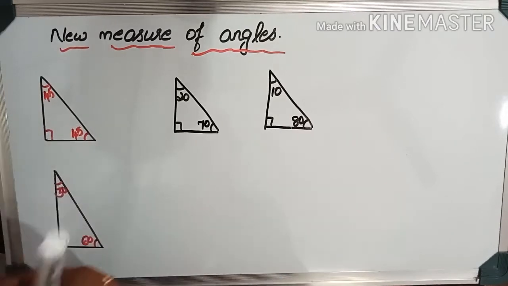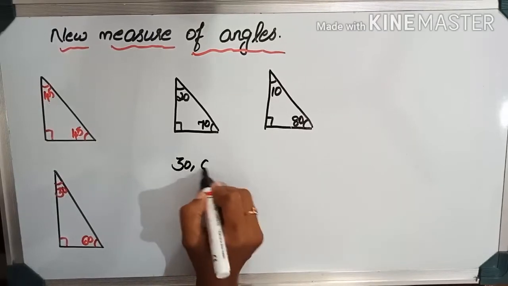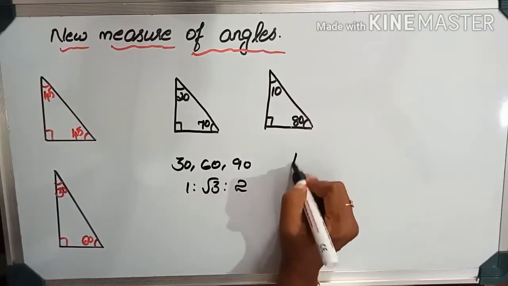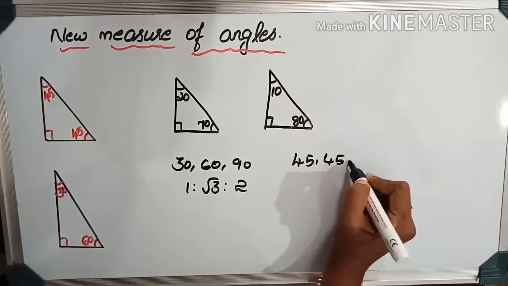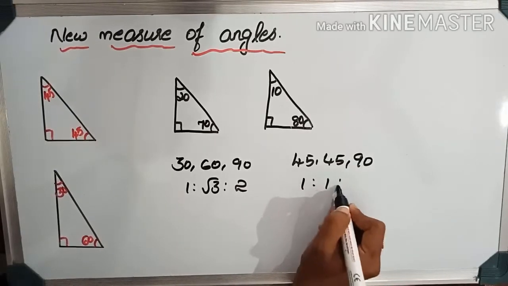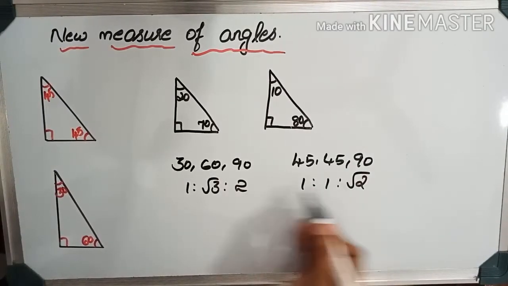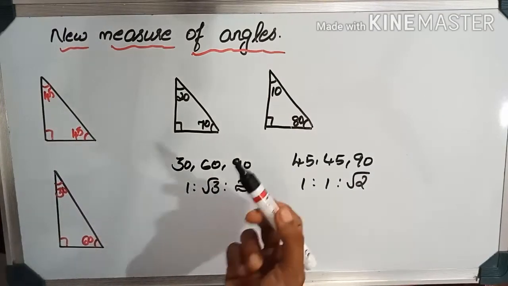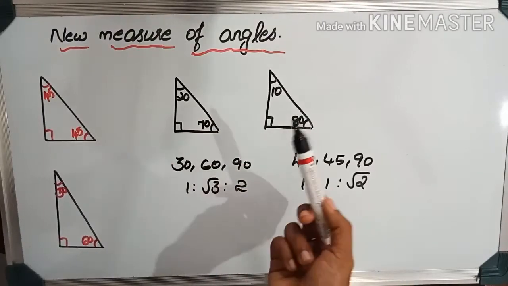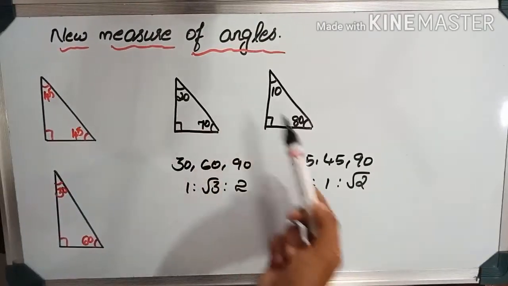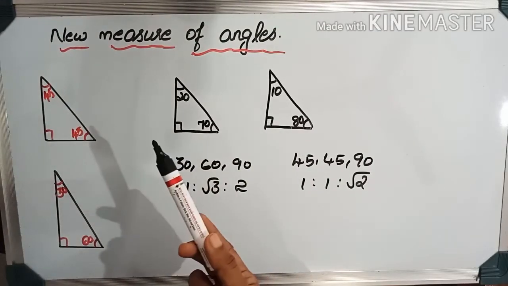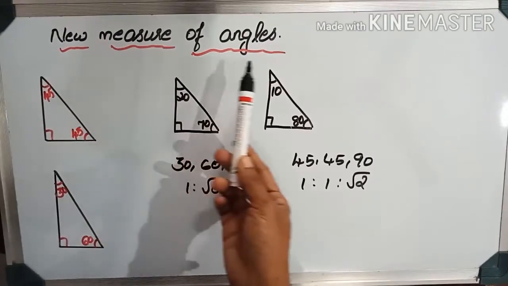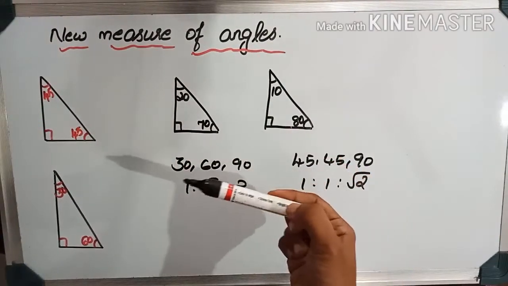The ratio concept for 30 60 90 that we learned, what was the ratio? It is 1 is to root 3 is to 2. Similarly, the 45 45 90 ratio that we also learned, that is 1 is to 1 is to root 2. These two ratio concepts are applicable only for these two triangles. Then how will we find the sides if angles are different, like 70 20 or 80 10? If it is different, we have another option, that means new measure of angles, that we are going to learn in this section.